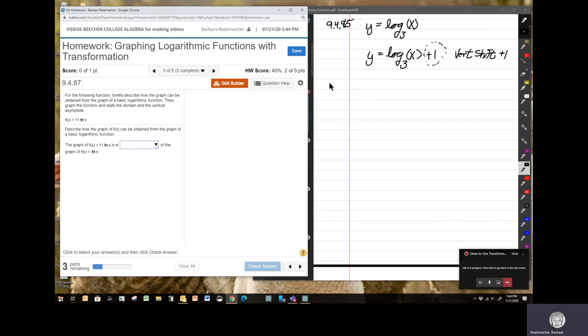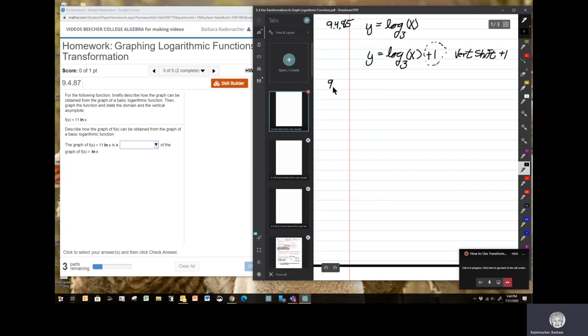Okay, now this is 9.4.87. Which means it's in section 9.4, number 87. And what we have here is f of x equals 11 times the natural logarithm of x. Okay, walk down memory lane for a minute. It's not much of a memory, you would have just studied it.